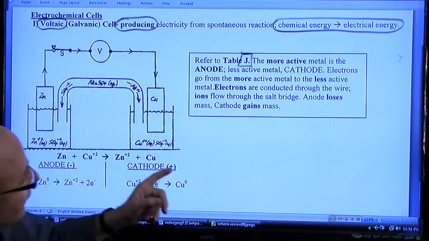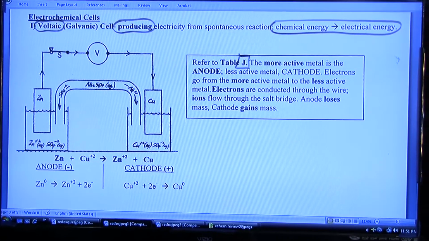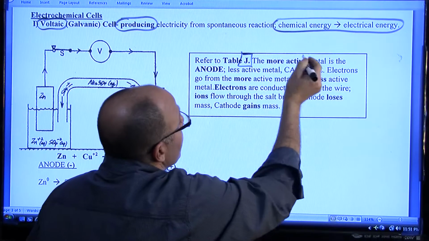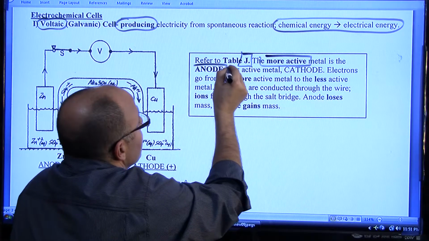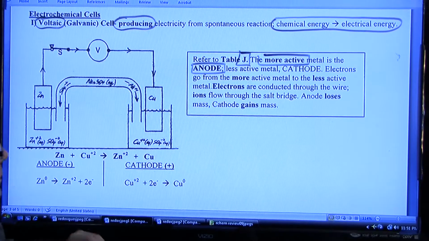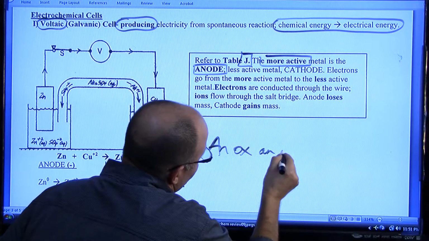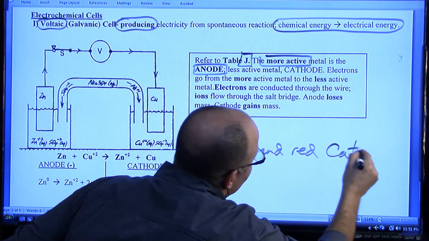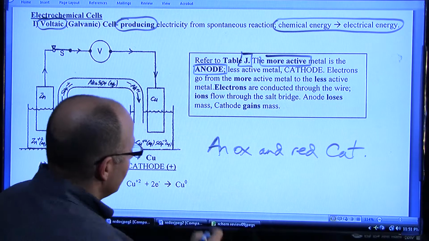So the more active metal will be the anode. The anode would be the zinc in this case. And since the more active metal is the anode, the less active metal would be just the opposite, the cathode. Now, what occurs at each of these electrodes? Well, if you remember, an ox and a red cat. That will say it all. Anode, oxidation. Cathode, reduction.